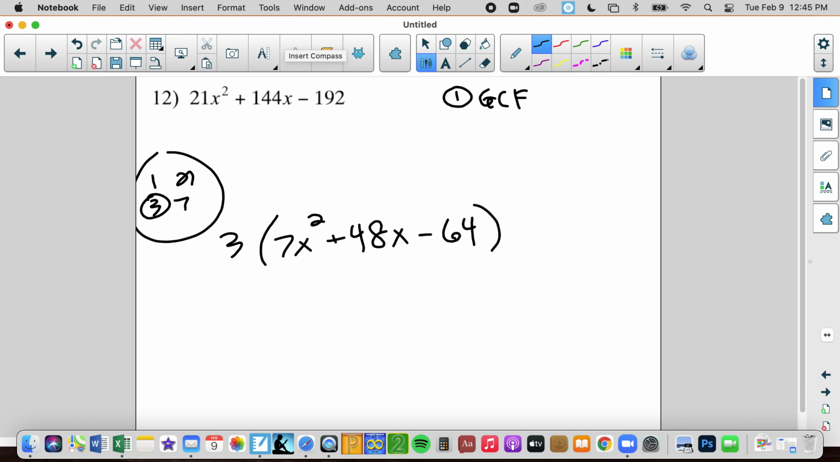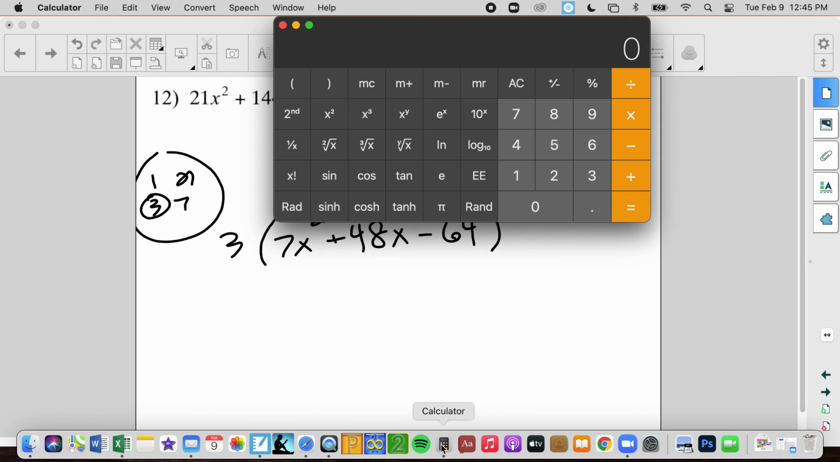So, it's not a difference of squares. It's almost close to a binomial square. That is a perfect square, but this is not positive, so it's not a binomial square. So I have to do A times C. A is 7, C is negative 64. Yikes. Those are a lot of factors I'm going to have to do.